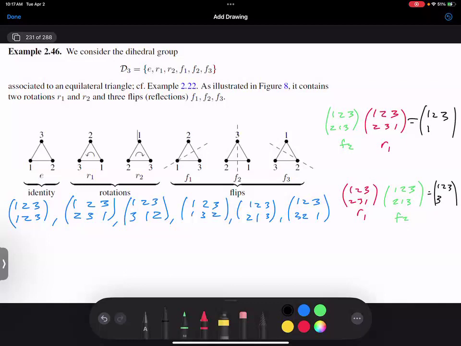Let's go back to the first one. 2 goes to 3, 3 goes to 3. So 2 just goes to 3, and then 3 has to go to 1. So what element is that? Well, I look down below and I see, oops, sorry, I wrote the wrong thing. 3 goes to 2. So that has to just be the element F1. And for the bottom one, 2 goes to 1, 1 goes to 2, so 2 stays the same. So then 3 has to go to 1, and then that has to be F3. So this is an example of a non-commutative group.